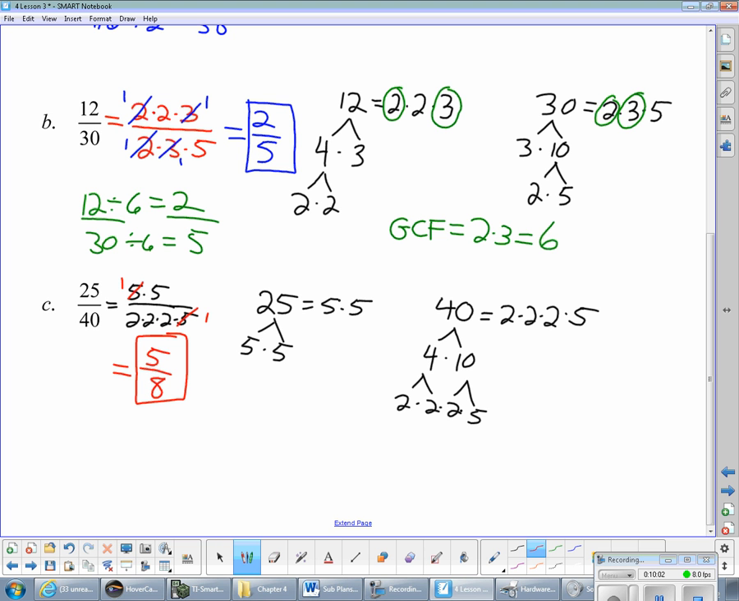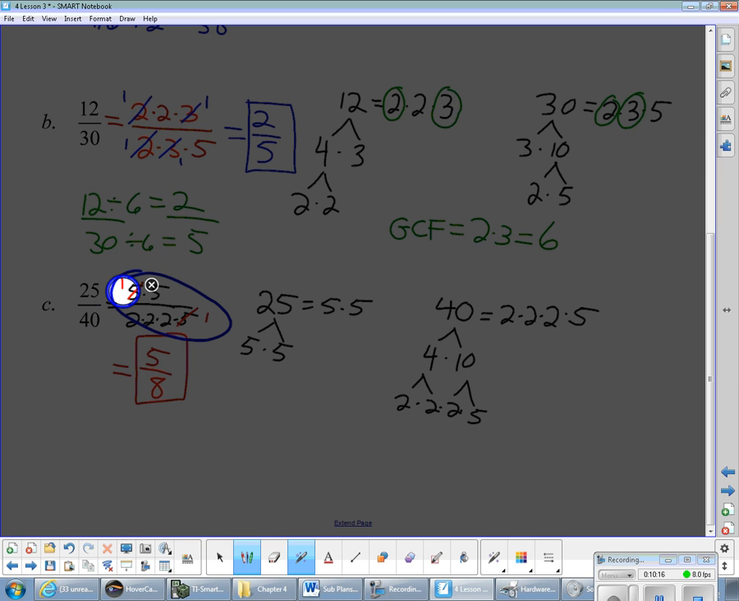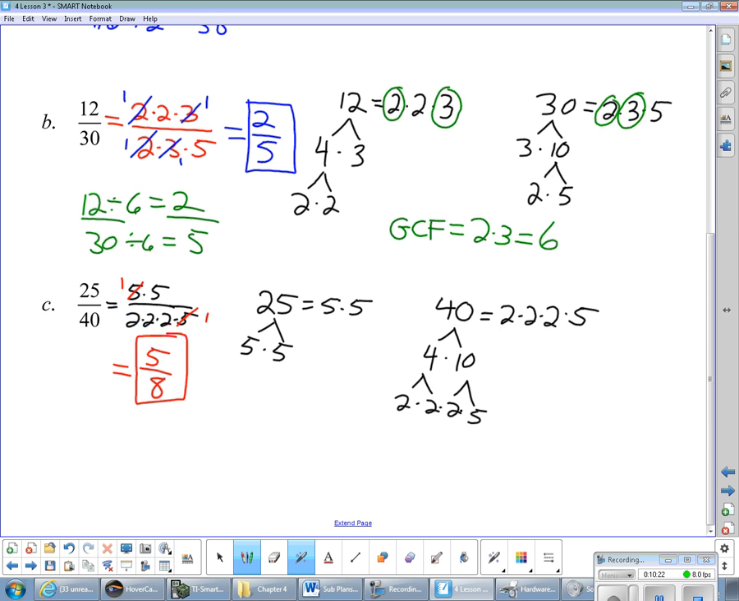If you're looking at it, the GCF again is 5. So basically we divided by 5. You can see that we divided by 5 because that's what we canceled out right there. This 5 here and this 5 here. Okay. So that is example 1.